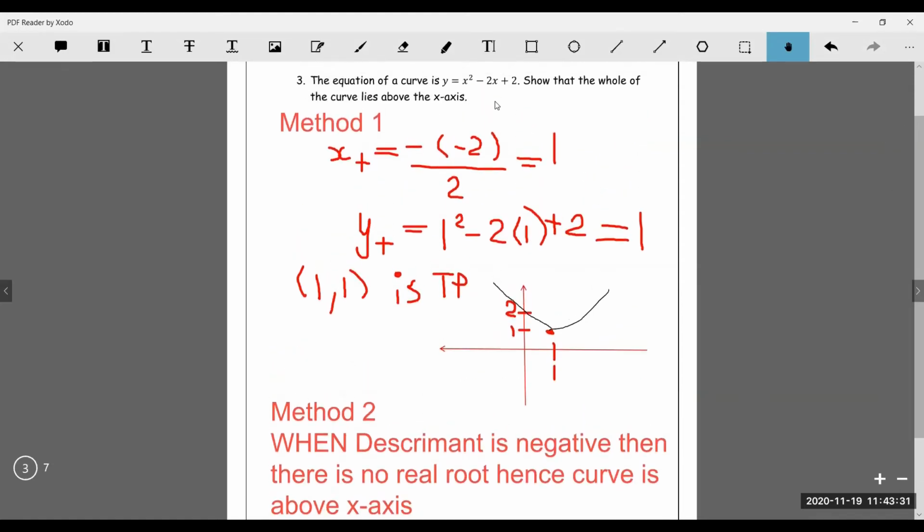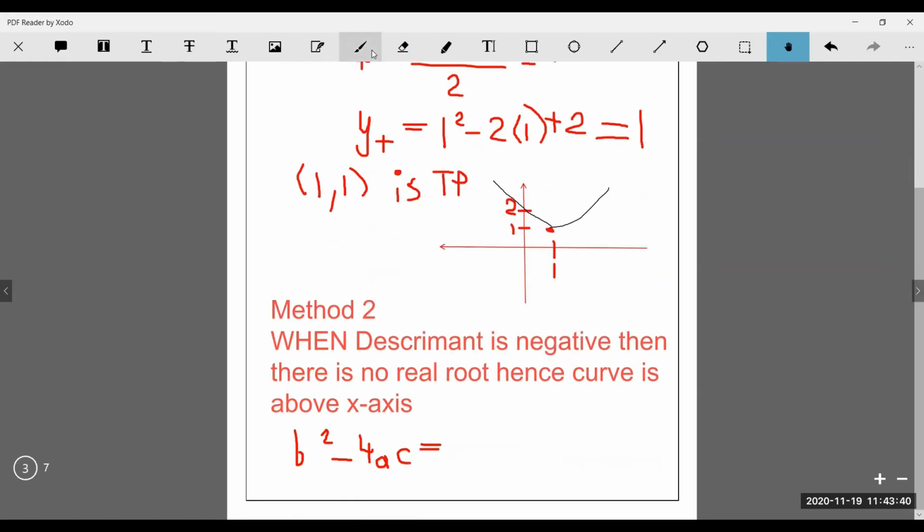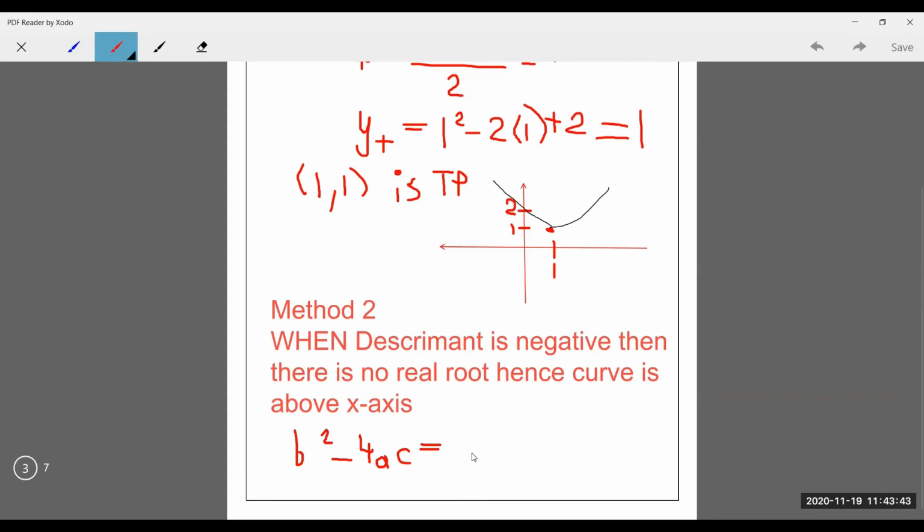Again, we look at our coefficients. b is -2, a is 1, and c is 2. So b squared minus 4ac is -2 squared minus 4 times a, which is 1, times c, which is 2. Now look at this. -2 squared is 4, and 4 minus 8 is -4. Now -4 is clearly less than 0.